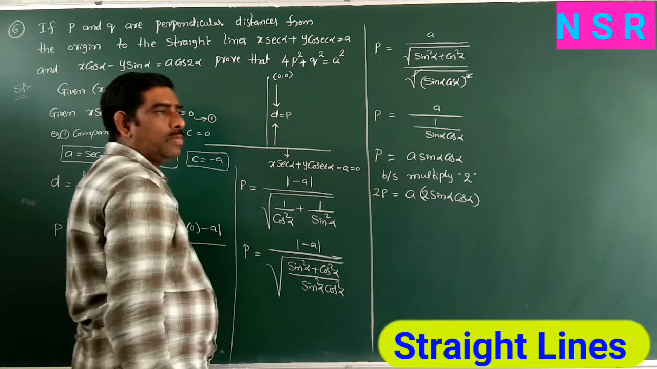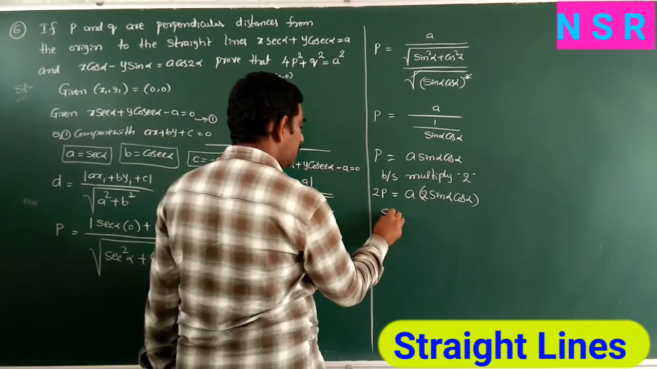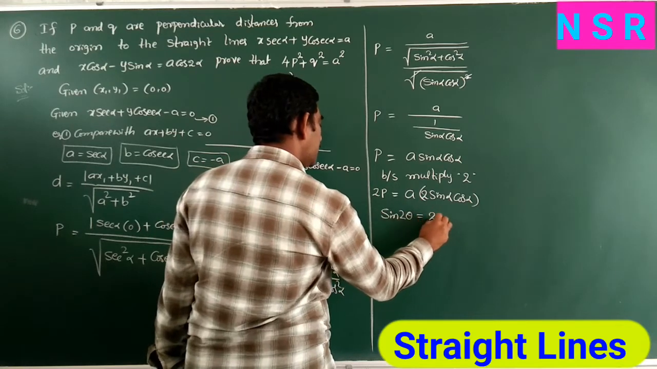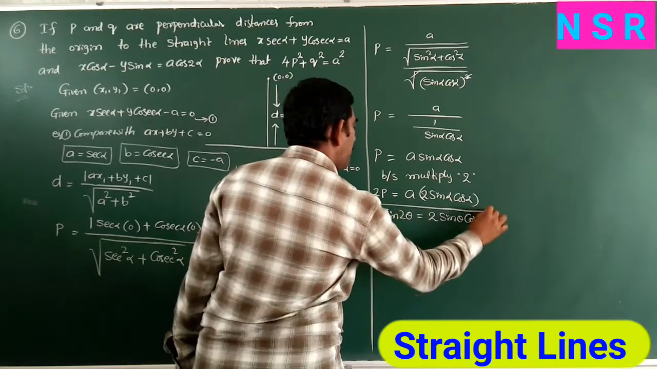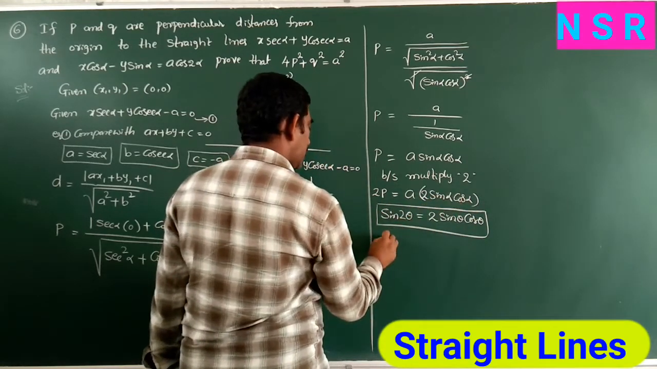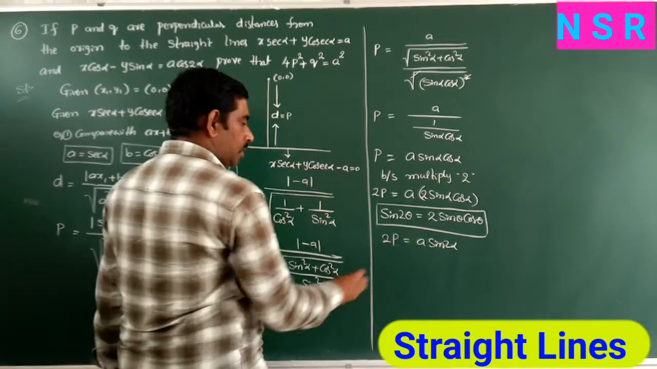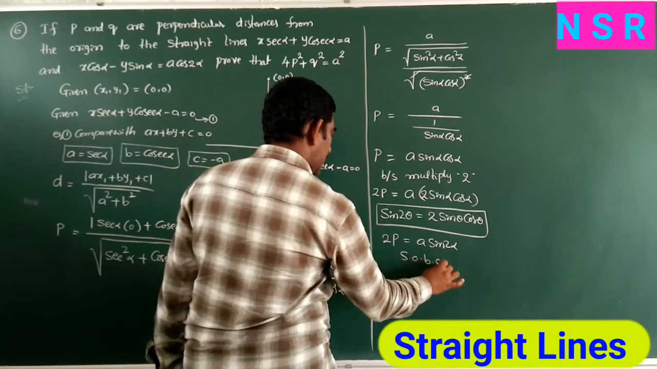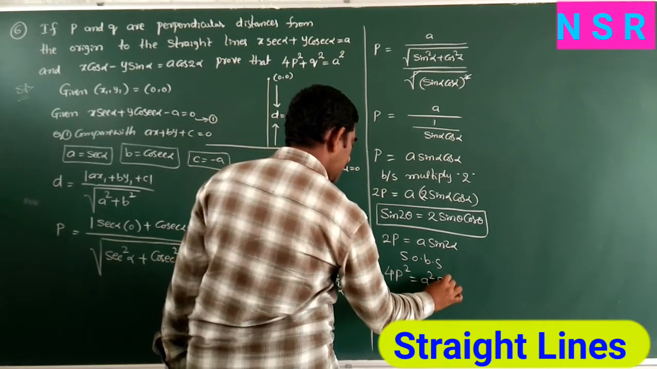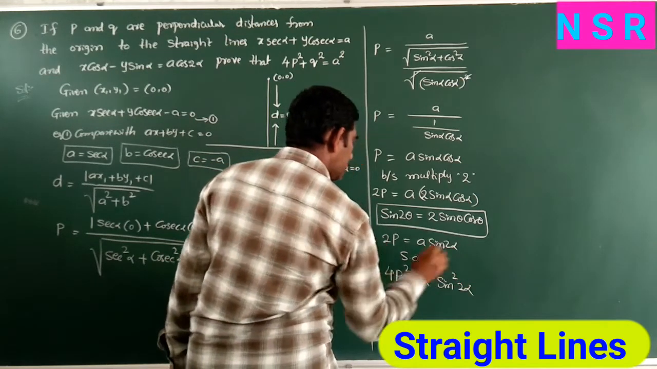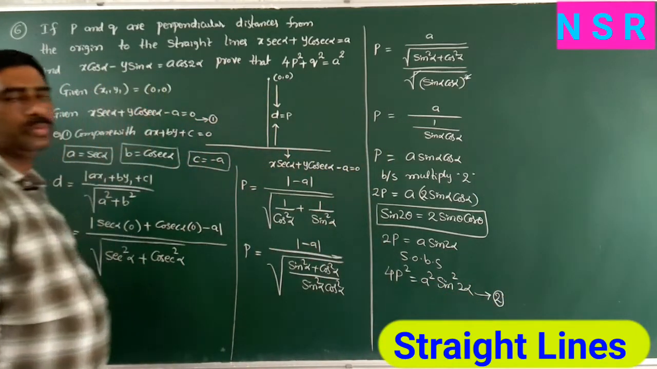Here we have the formula for sin 2 theta. What is the formula of sin 2 theta? Sin 2 theta is equal to 2 sin theta into cos theta. But in place of theta, here we have alpha. So 2 sin alpha cos alpha we can write as sin 2 alpha. Now squaring on both sides, 2p whole square is 4p square, equal to a square into sin 2 alpha whole square, which is sin square 2 alpha. Take it as equation number 2.